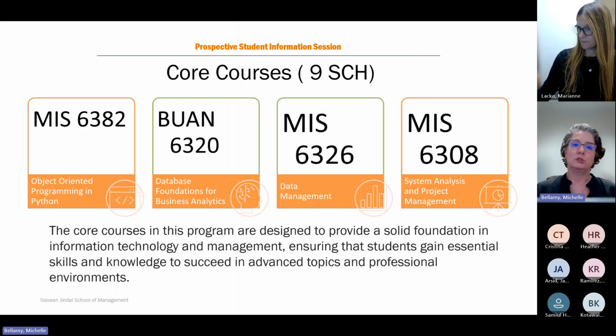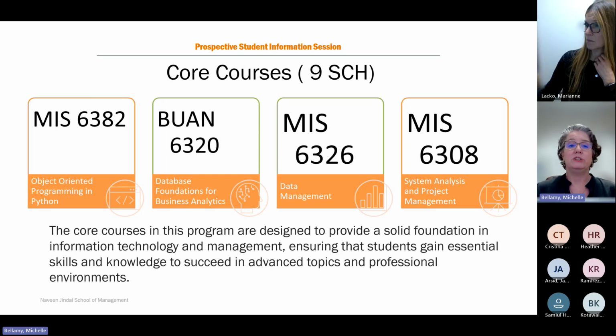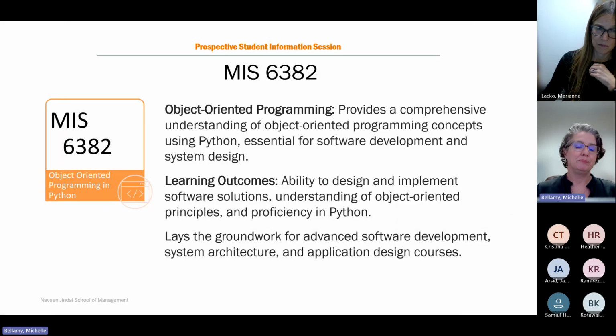So in looking at those 9 credit hours that we talked about, object-oriented programming, database foundations, and data management. We'll look at each one, and system analysis and project management. So these 2 here in the middle, the BUON 6320 and the MIS 6326, that's an either or. And so a lot of students ask, well, what's the difference between those 2? So we decided to talk you through that a little bit. And as a matter of fact, we're going to talk you through each one of those courses a little bit.